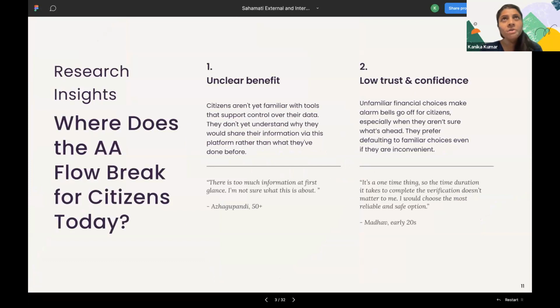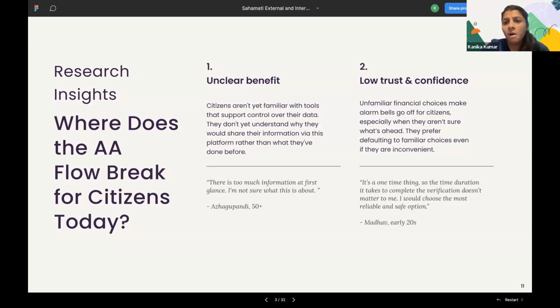So what we really tried to understand is where the account aggregator flow really breaks for citizens today. The first thing we heard is that for most of them, this is really not such a familiar tool. It's a new tool or new platform. And alongside that, it's almost a new idea around having control over their data. It's not something that they're used to actively thinking about or processing decisions around. And so it felt like a lot of information, and they were unsure about what to do with that information or what to make of it.